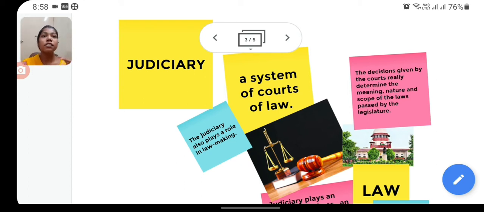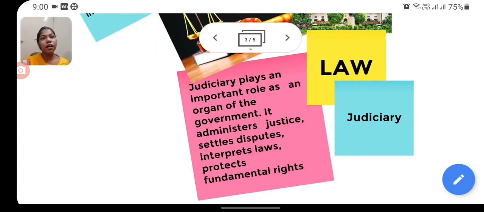Judiciary also means a system of courts of law. As I already mentioned, what is law? And they make laws, they prepare laws. You can understand it in your own way of learning, so just read through it twice or thrice.